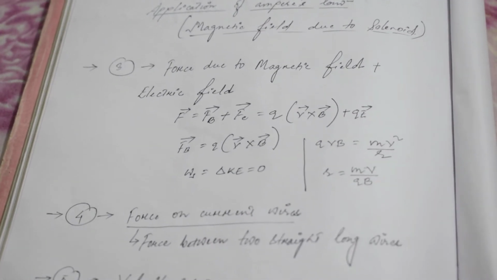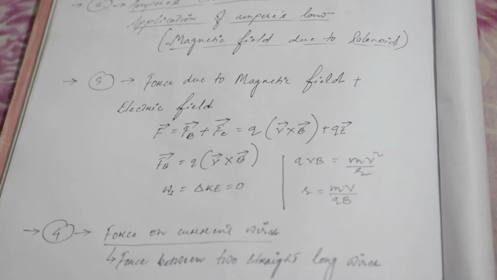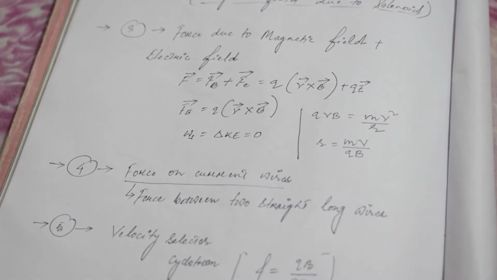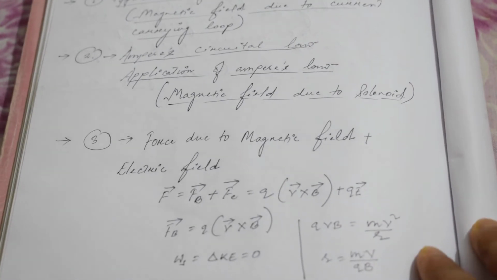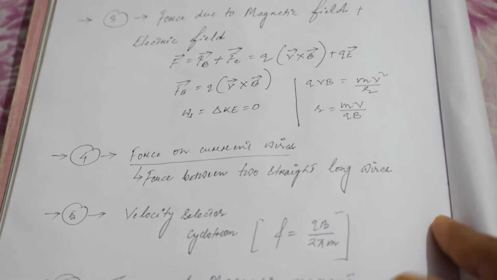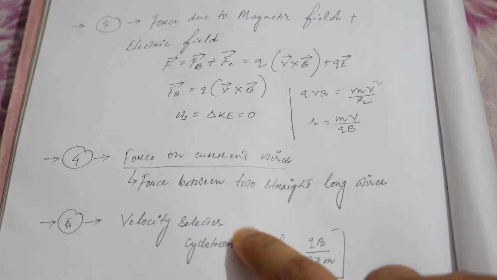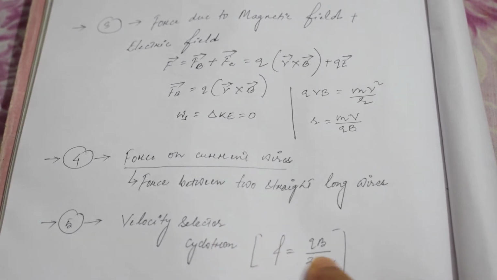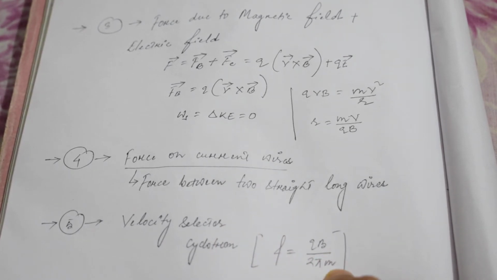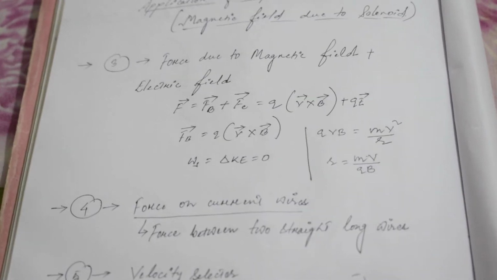So the next topic which is important is cyclotron. Okay, so here is the topic cyclotron. It includes the velocity selector and the cyclotron frequency, which is f is equal to qB divided by 2 pi m.